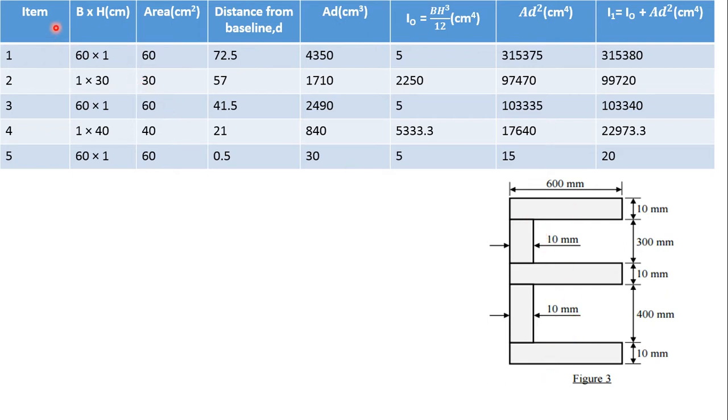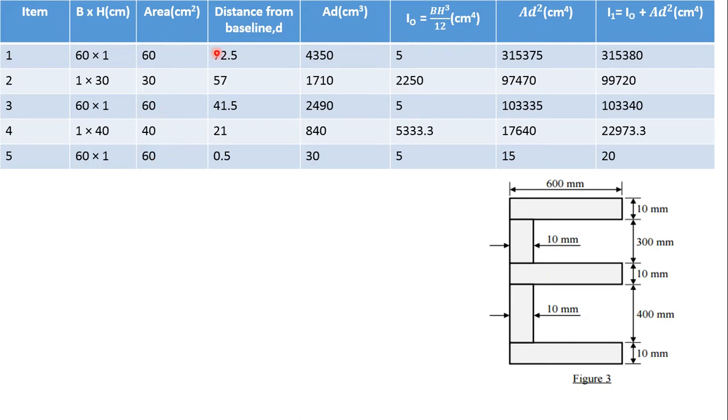Next we have to find the BH, which is the breadth and the height. For the first item, the breadth is 600 mm and 10 mm. So it's 600 times 10, but do note that your answers are in cm, so you have to convert all the answers to cm. So it's 60 times 1. Next is 1 times 30. And next is 60 times 1. And next is 1 times 40. And next is 60 times 1.